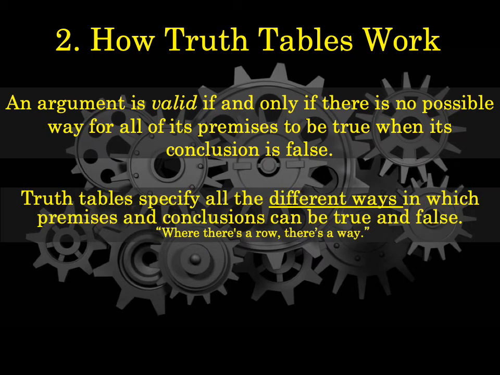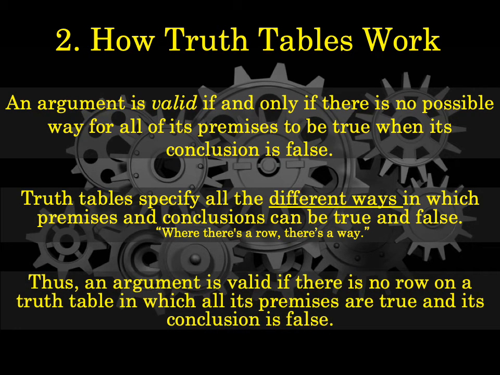Next, recall where there's a row, there's a way. Stated a bit more precisely, truth tables specify all the different ways in which premises and conclusions can be true and false. So when we put these two points together, we end up with the following. An argument is valid if there is no row on a truth table in which all its premises are true and its conclusion is false. It's this third point that basically allows us to have this nice mechanical procedure for evaluating the validity of arguments using truth tables.